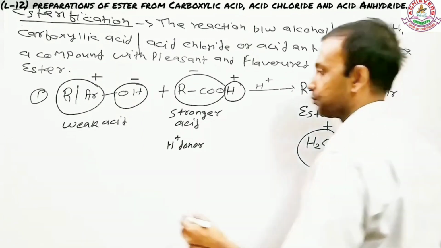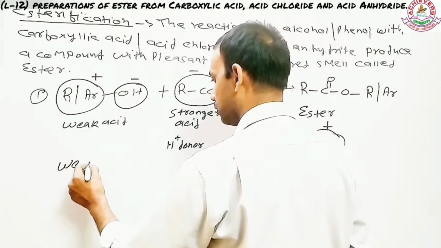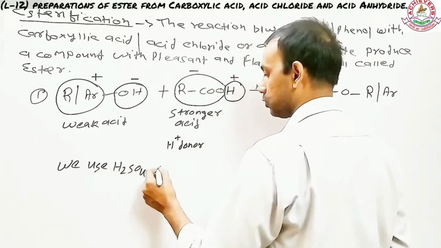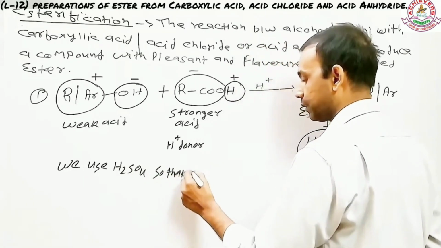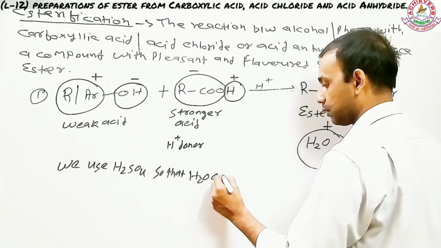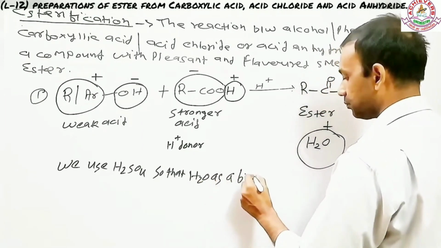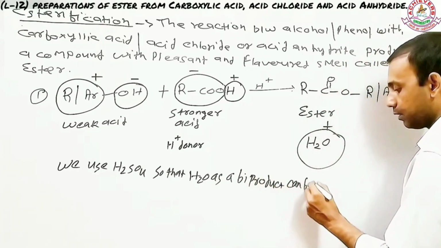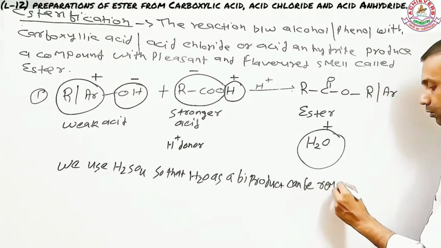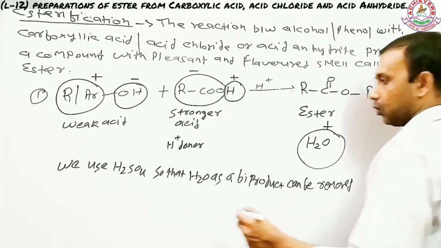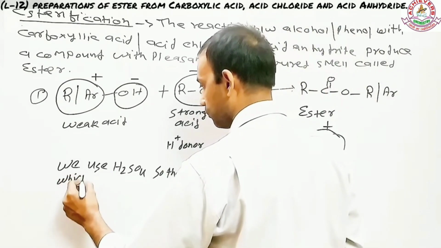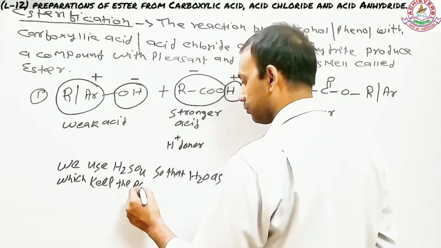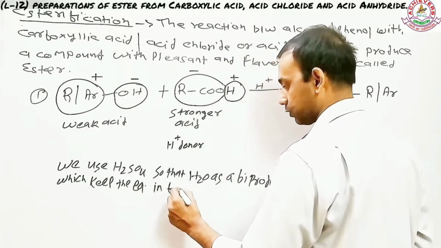We use sulfuric acid so that water, as a byproduct, can be removed, which keeps the equilibrium in the forward direction.